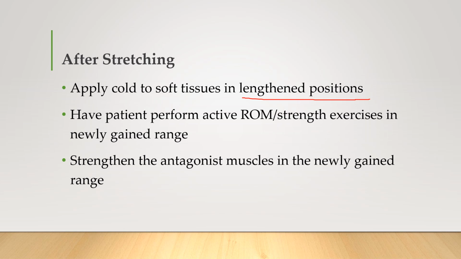But let's say we have stretched the hamstrings out to gain full knee extension. We can apply a cold pack as they rest, but we want to make sure that we don't bolster their legs and provide knee flexion while they're icing. Because remember that elasticity of the tissues, once they stretch, they're going to want to return to their normal position. We can try to make this more plastic change by applying cold to those tissues in the lengthened positions.